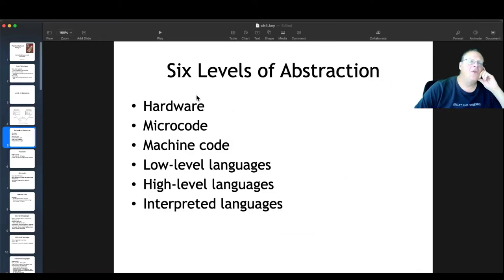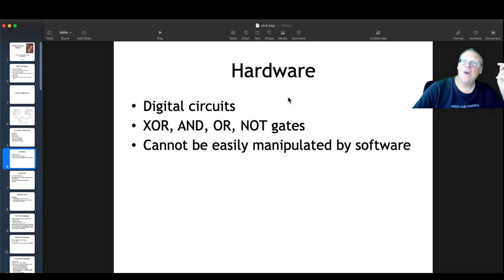All right, so here are the levels of abstraction. You've got the hardware, microcode, machine code, and various levels of languages. The hardware itself is a circuit with a whole bunch of transistors on a large-scale integrated circuit, whatever they call the really big ones now, and it's really just a bunch of XOR, AND, OR, and NOT gates that take bits, pairs of bits, and do some operation on them, and then put them out. And the hardware is pretty much just fixed.